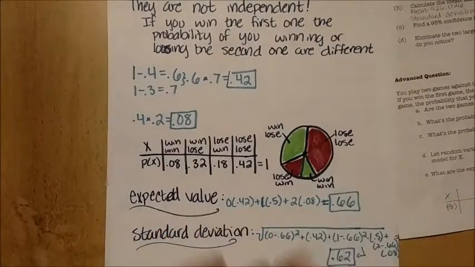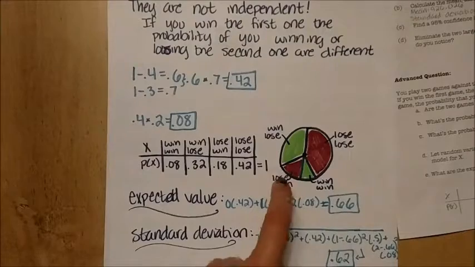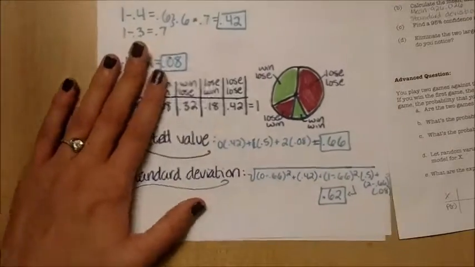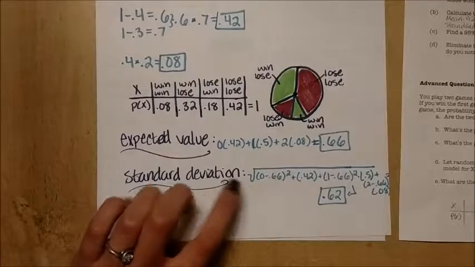So I made a little pie chart to make it a lot easier for people to look at. Obviously, win-lose and lose-lose are bigger than lose-win and win-win, because it's going to be hard to win both times, so it's just natural. And then it asks for the expected value and the standard deviation.